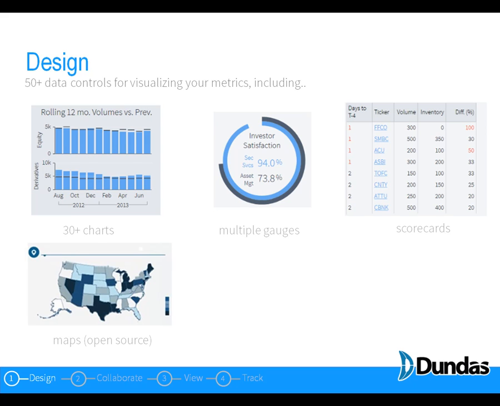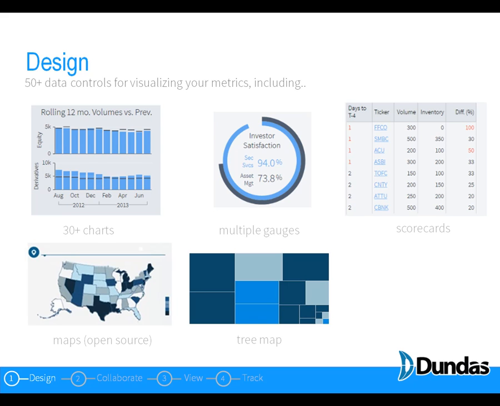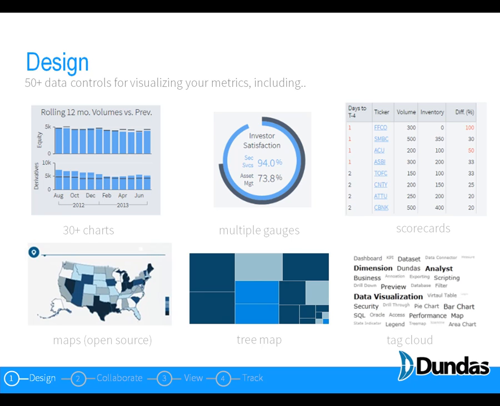Getting into the more two-dimensional visuals, we have geographic maps. The product ships with maps of every country on the planet, but it is an open source format. You can add your own maps if you'd like to. More advanced visuals like the tree map I'm showing here, and for your marketing and your web people, the tag cloud. Lots and lots of options.